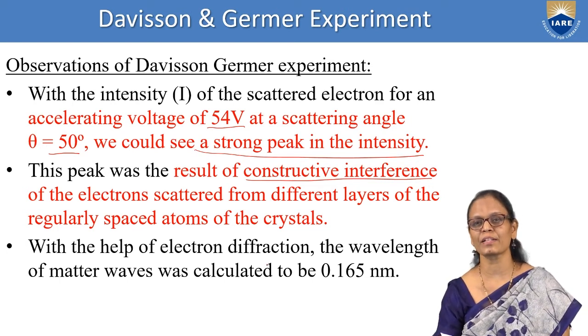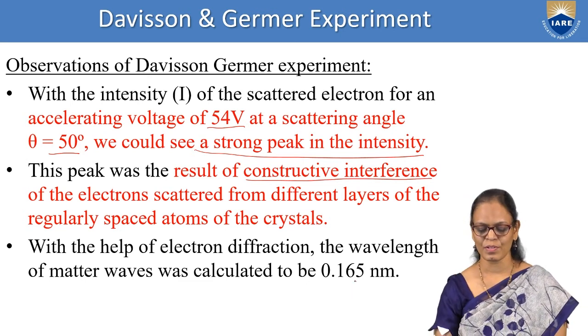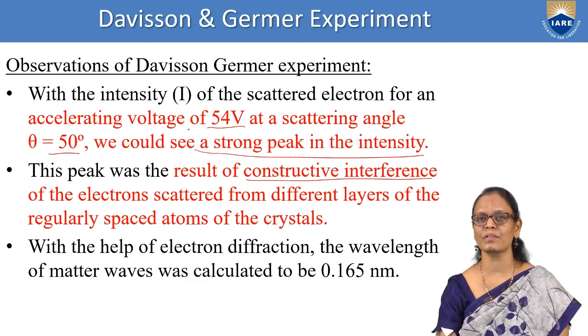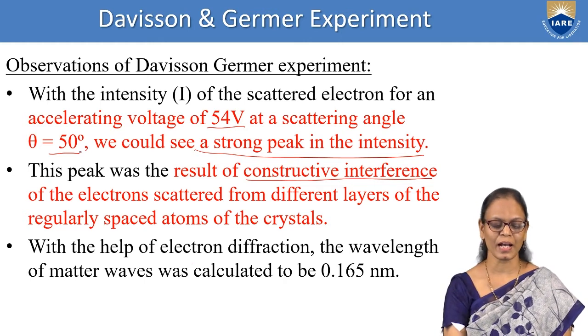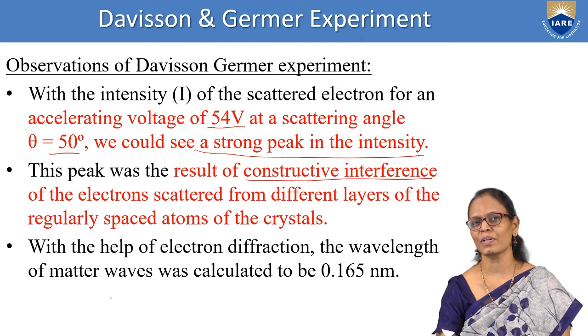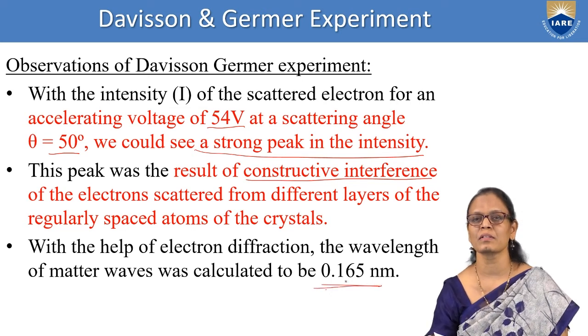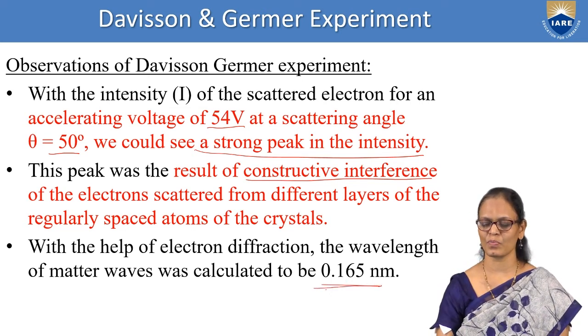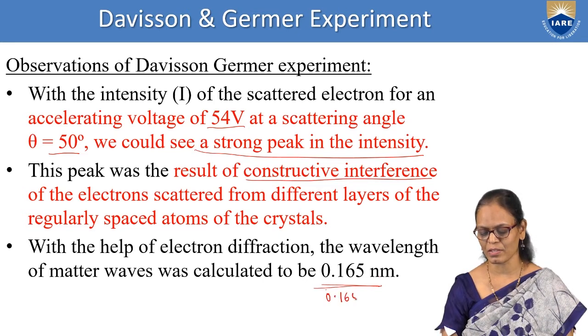Now, with the help of electron diffraction, the wavelength of these matter waves was calculated. So, he has got two values now. The voltage applied is 54 volt, and the angle at which they are reflected back is 50. The calculated value is 0.165 nanometer. This is nanometer, which means it is 0.165 into 10 power minus 9 meter.